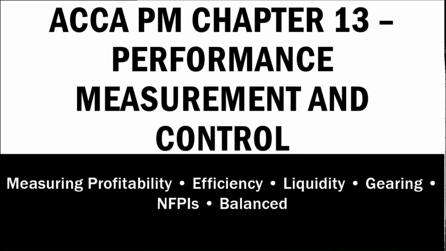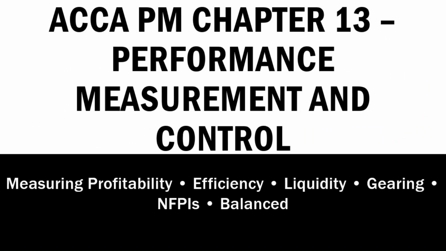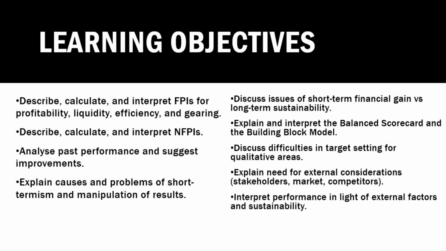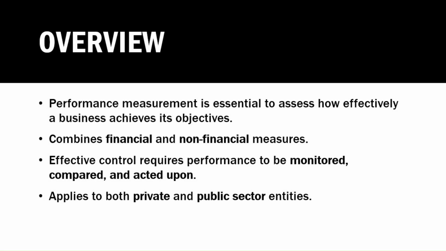Welcome to ACCA Performance Management Chapter 13, Performance Measurement and Control. In this session, we explore how businesses judge success using both financial and non-financial performance indicators. You'll learn how to calculate and interpret key ratios, understand why short-term profit is not always the best sign of success, and see how models such as the balanced scorecard and the building block model help link daily operations to long-term strategy and sustainability. Performance measurement shows how effectively a business meets its objectives.